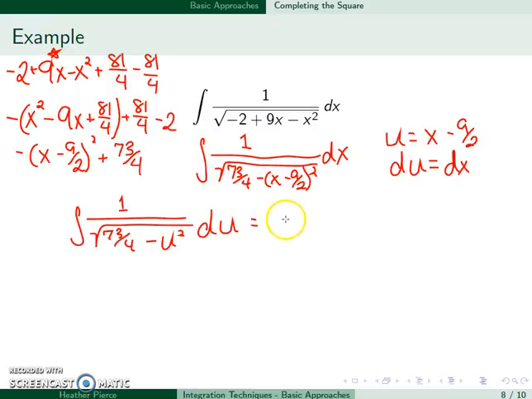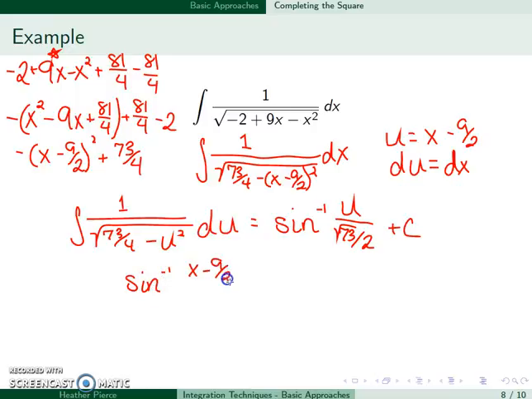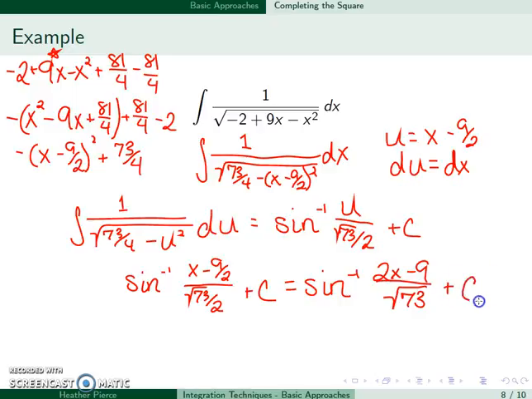And this is now of the form of the integral of sine inverse. And it's always sine inverse of x, or in this case u, over a. So this 73 over 4 is actually a squared, so we need the square root, the square root of 73 over 2. We'll substitute back in and get sine inverse of x minus 9 over 2 over the square root of 73 over 2 plus c, which can then be simplified to sine inverse of 2x minus 9 over the square root of 73 plus c.